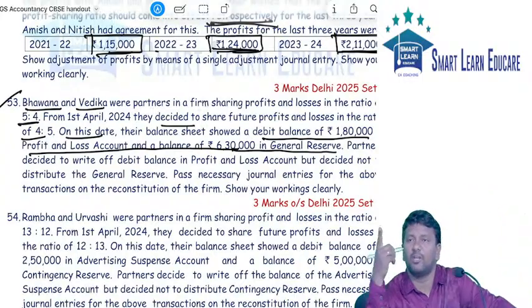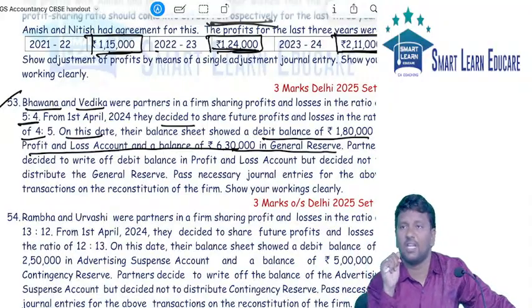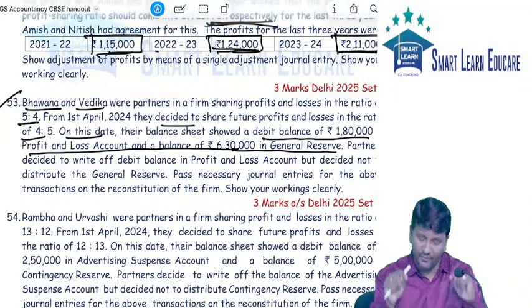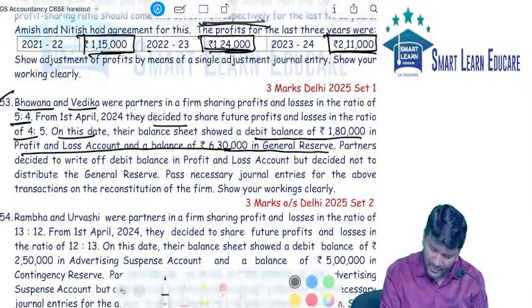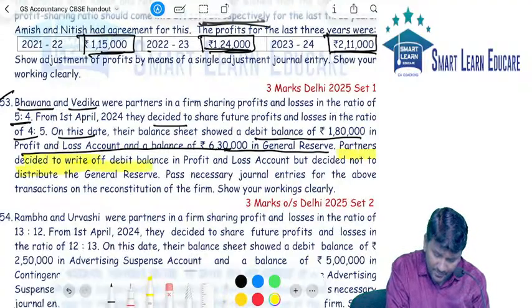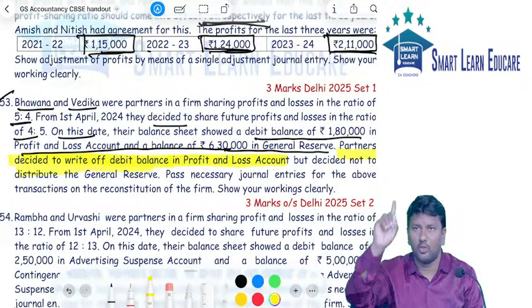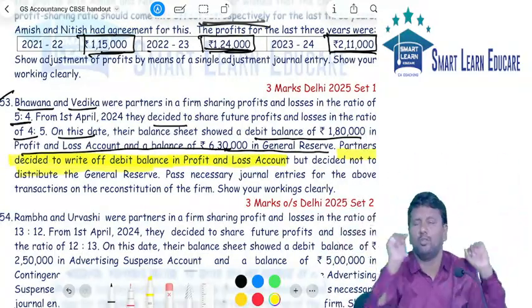இதே மாதிரி இதுக்கு முன்னாடி ஒரு சம் சால்வ் பண்ணோம். general reserve 3,60,000, P&L டெபிட் பேலன்ஸ் 1,80,000 அப்படின்னு சொல்லிட்டு. ஆனால் அந்த கொஸ்டின்லேருந்து இது டிஃப்ரெண்ட். எப்படி? இந்த வேர்டிங் தான் வெரி இம்பார்ட்டன்ட். இந்த வேர்டிங் படிங்க. பார்ட்னர்ஸ் டிசைடட் டு ரைட் ஆஃப் டெபிட் பேலன்ஸ் இன் P&L. Partner decided to write off debit balance in P&L. debit balance P&L transfer பண்ணிடுவோம்.